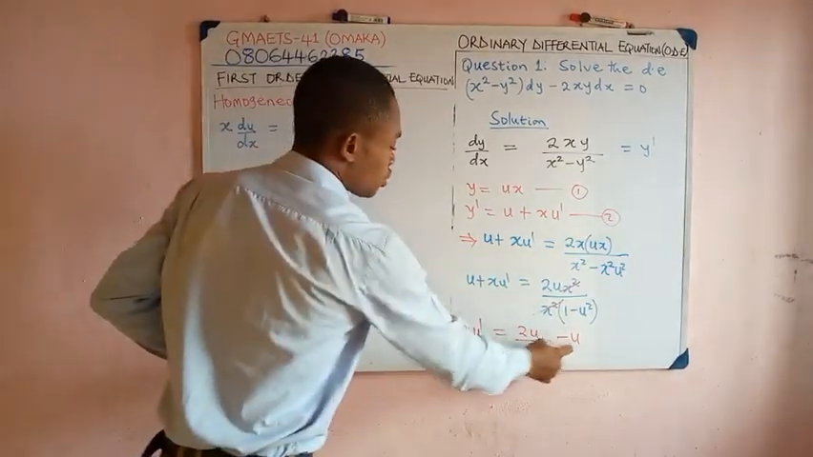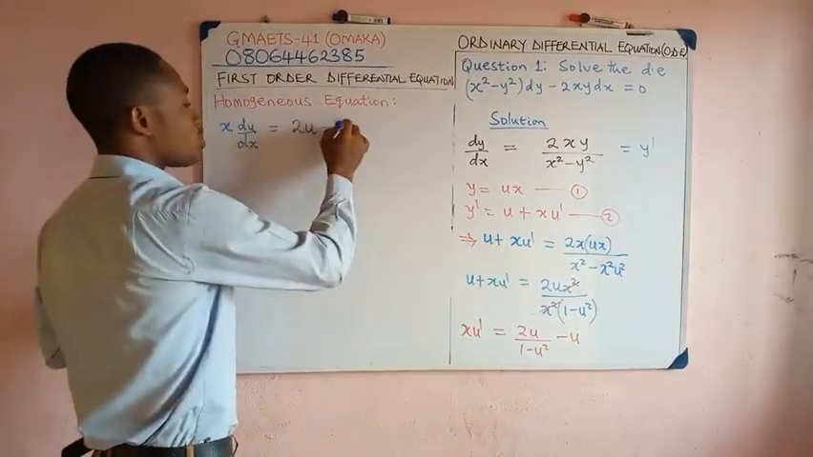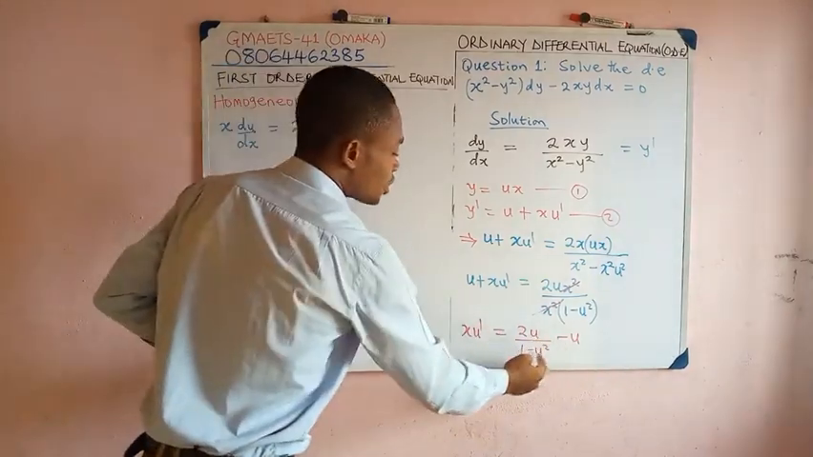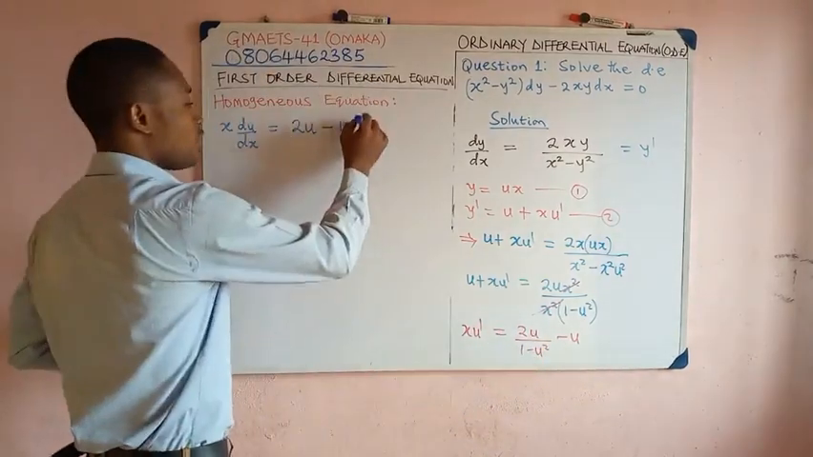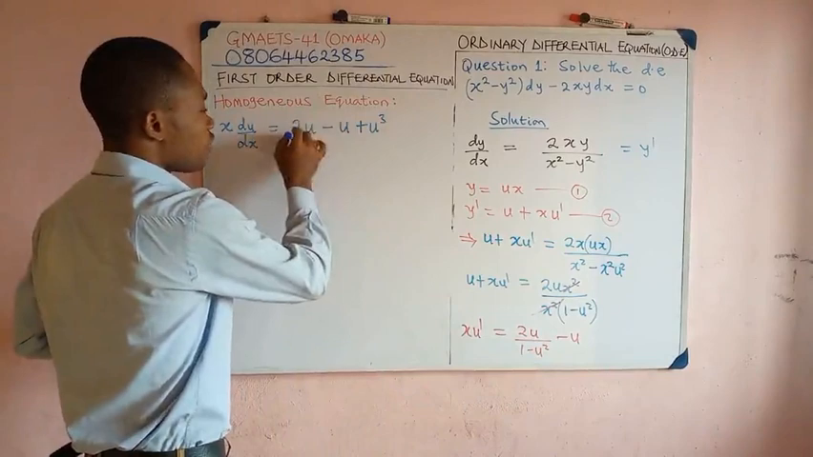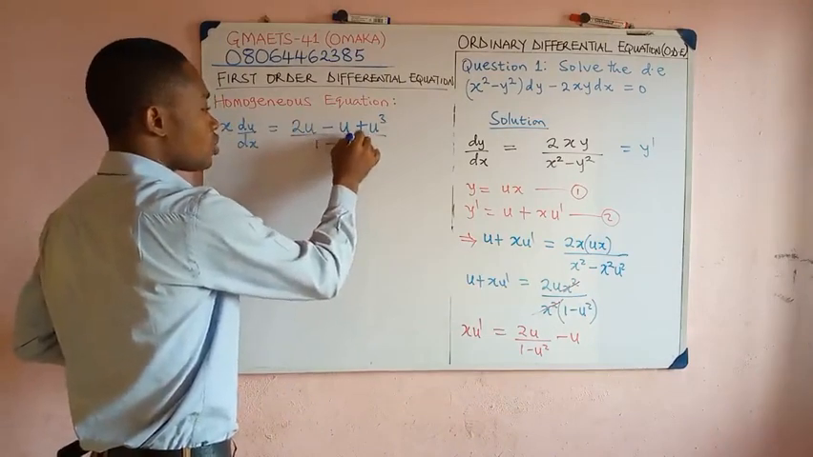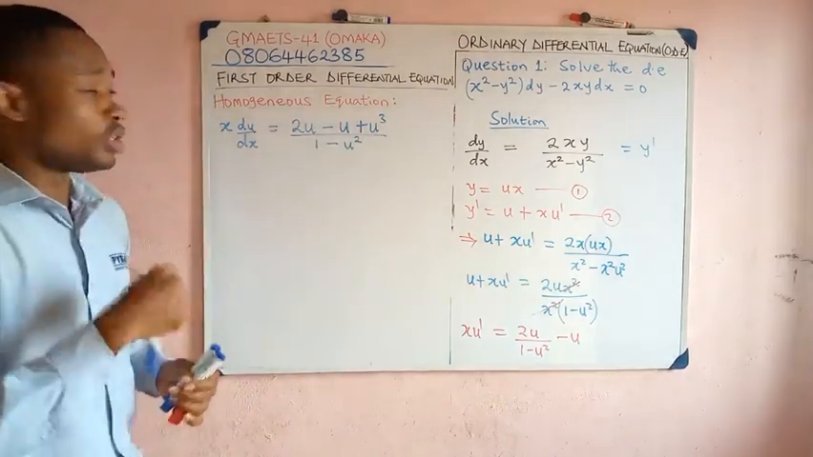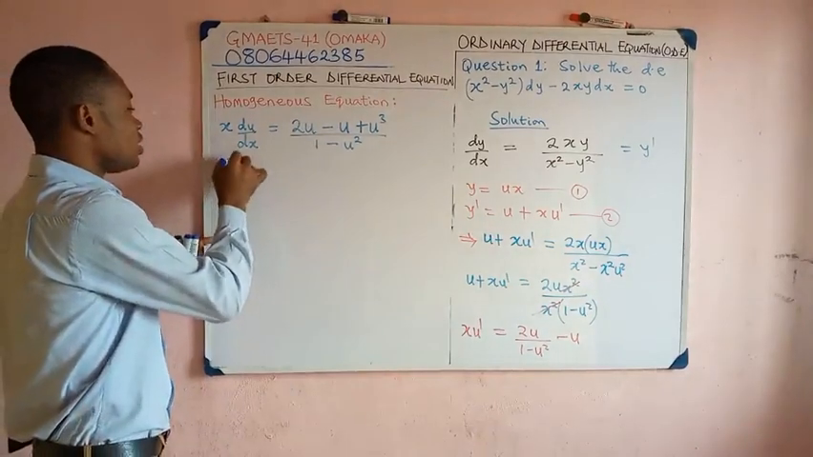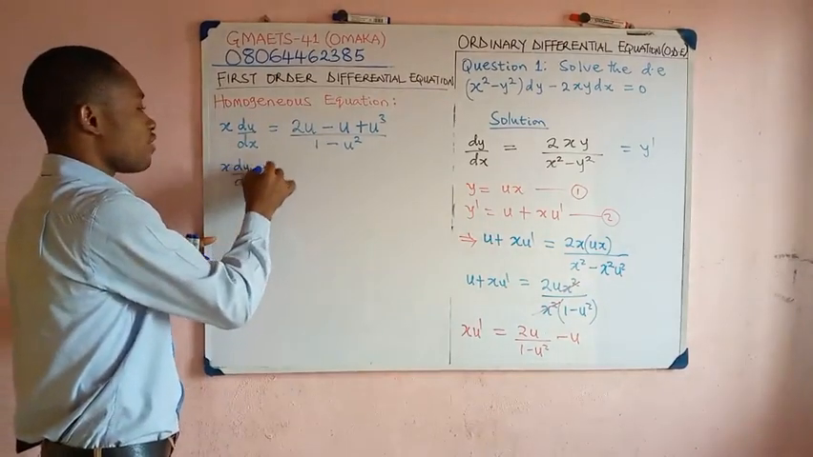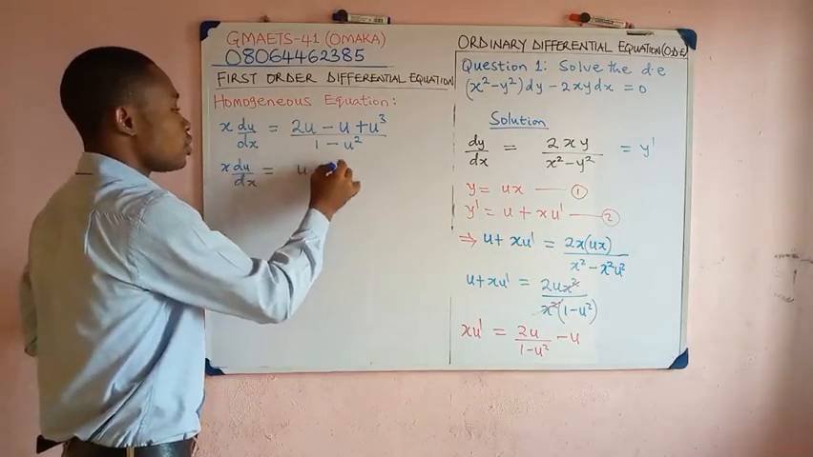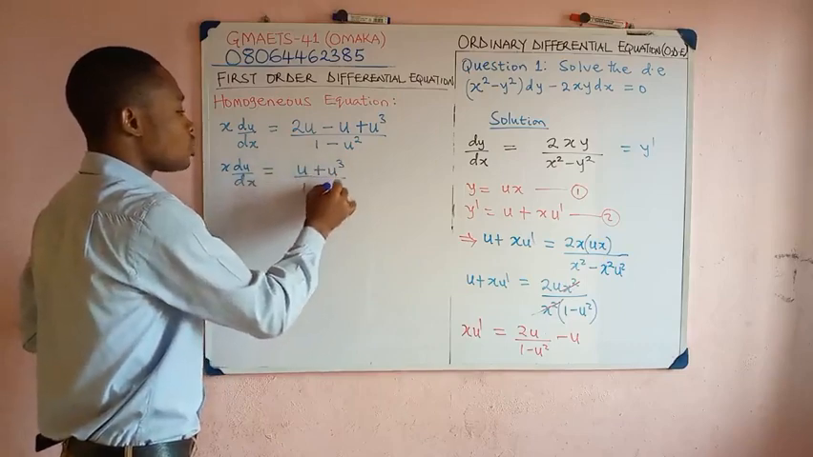So if you have minus u times 1, you get minus u. Then minus u times minus u squared will give us plus u cubed. Everything all over 1 minus u squared. We are moving on, so that our x du/dx will now give us (u plus u cubed) all over (1 minus u squared).